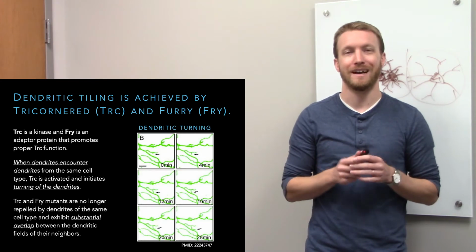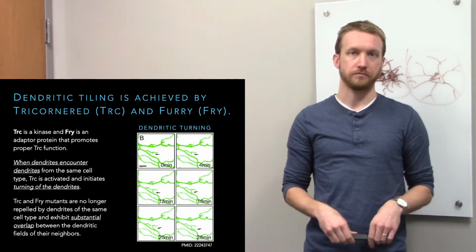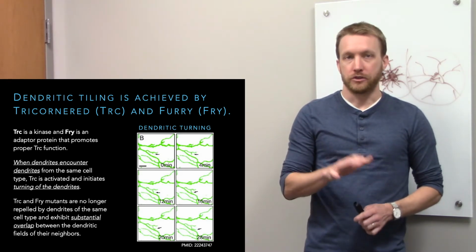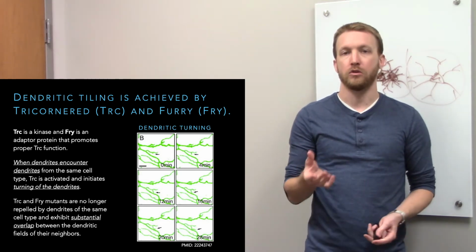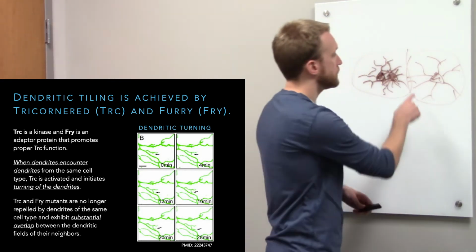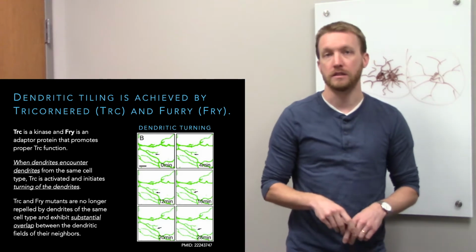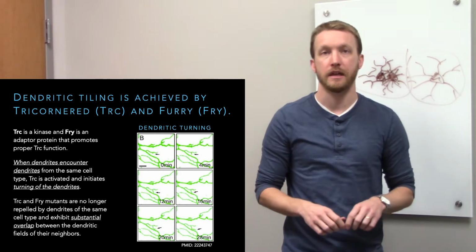Now this tiling is of course going to be achieved by the interaction between surface proteins. So the ones that we need to know about now are going to be tricornered and furry. Furry is just an adapter protein that holds tricornered in the right place. So scattered along the dendrites here, we of course have surface proteins. And what tricornered does is cause turning. So you can see dendritic turning in this time-lapse data here.